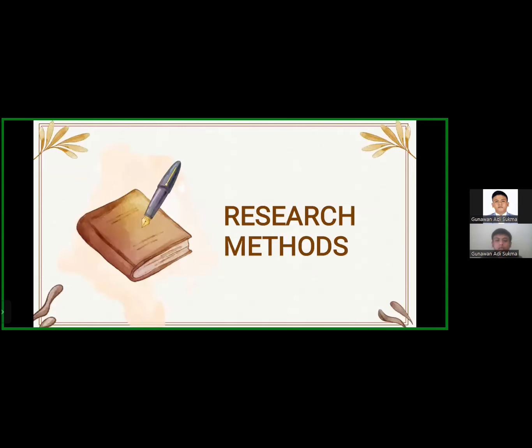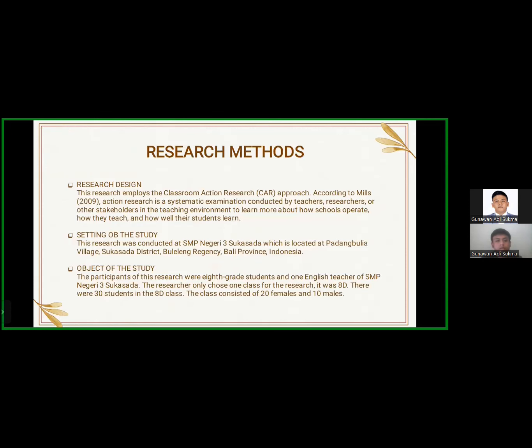The next part is research method. Okay, the first is the research design. This research employs the Classroom Action Research or CAR approach. According to Mills in 2009, action research is a systematic examination conducted by teachers, researchers, or other stakeholders in the teaching environment to learn more about how schools operate, how they teach, and how well their students learn.